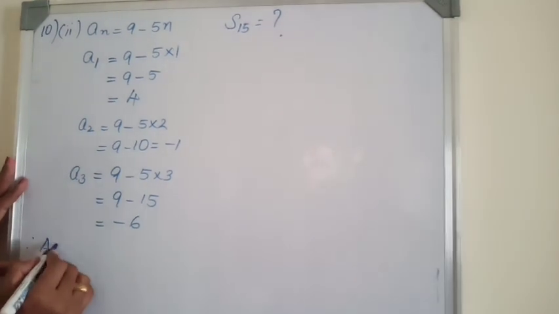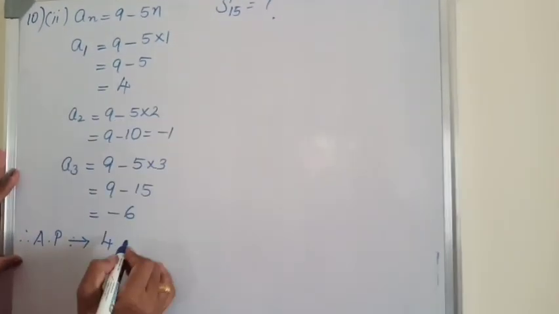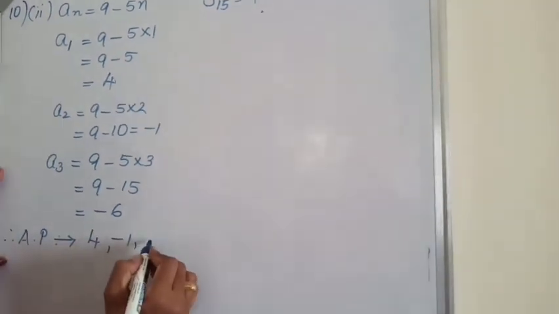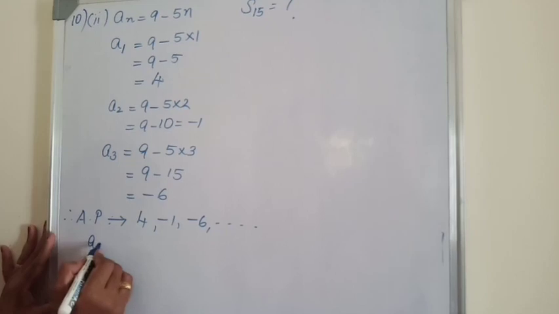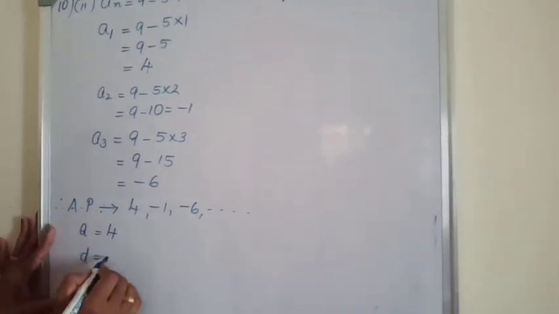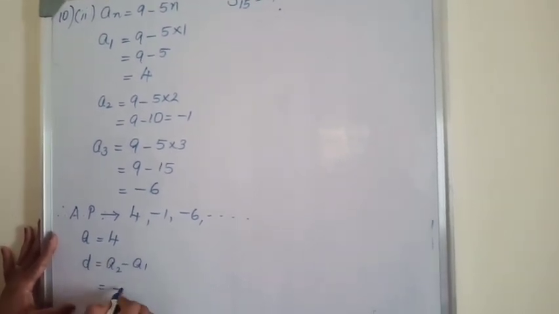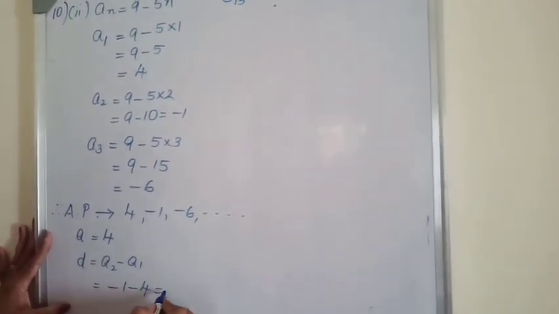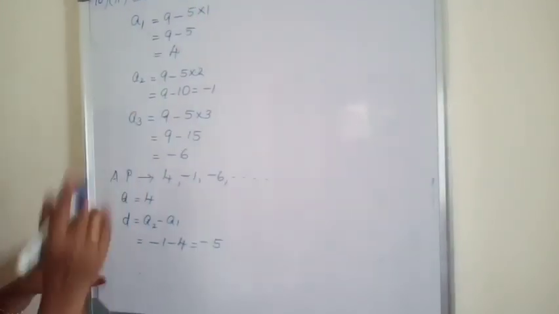Therefore, the AP is: first term is 4, second term is minus 1, third term is minus 6, etc. So, here once again I will write a is 4. What is d? d equals a2 minus a1 equals minus 1 minus 4. It is minus 5. Now, we want to find the sum of 15 terms.